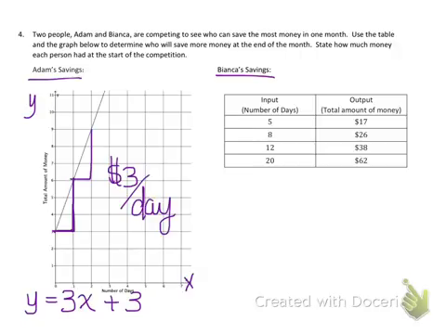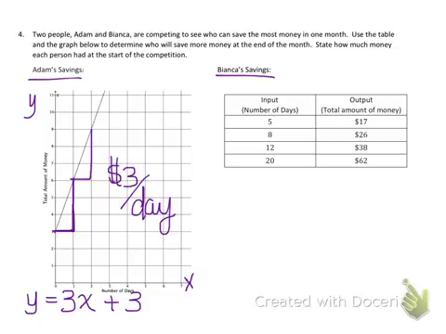So Bianca's, we have a table for Bianca. So we're going to have to look at some of the points on this table, some input-output pairs, and see how much Bianca is saving every day. So we're given for 5, 8, 12, and 20 days her total amount of money that she has saved. So we're going to have to figure out where she started, how much she had to start with, and then how much she is saving every day. Okay, so let's look at that.